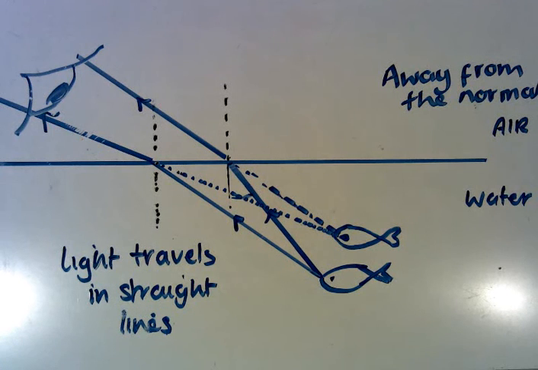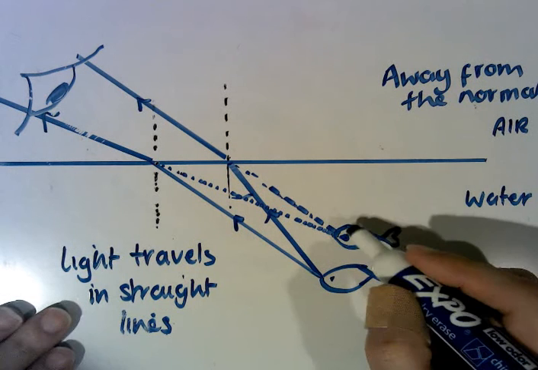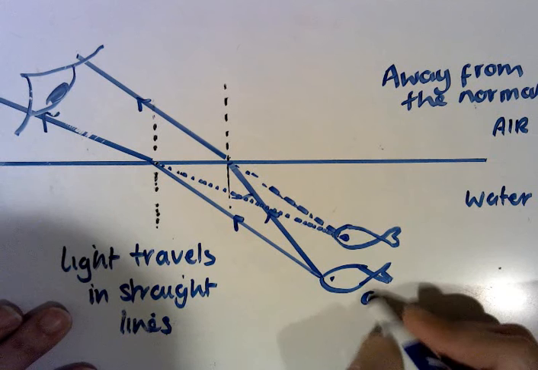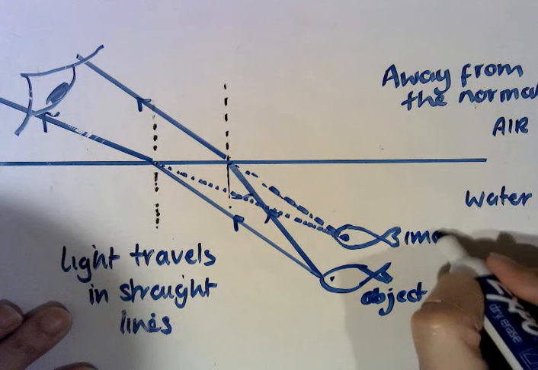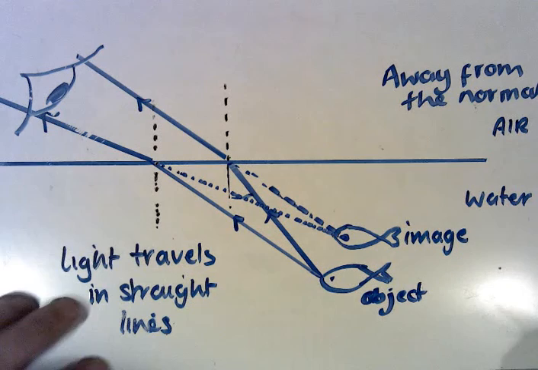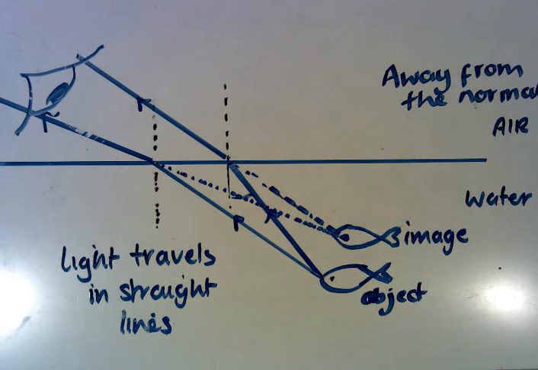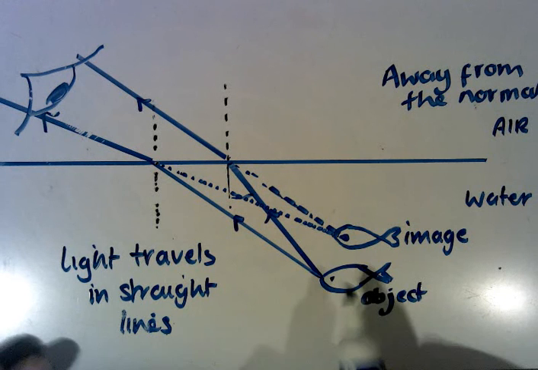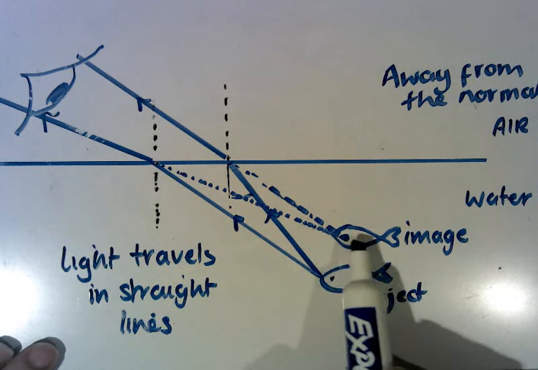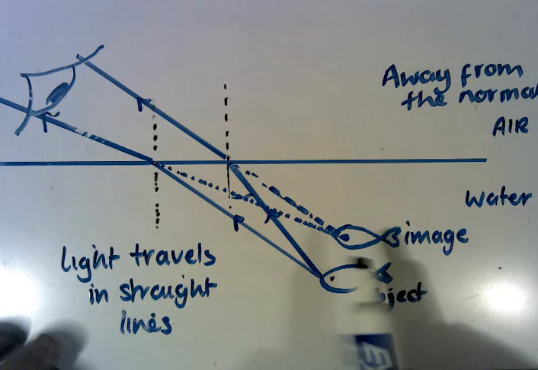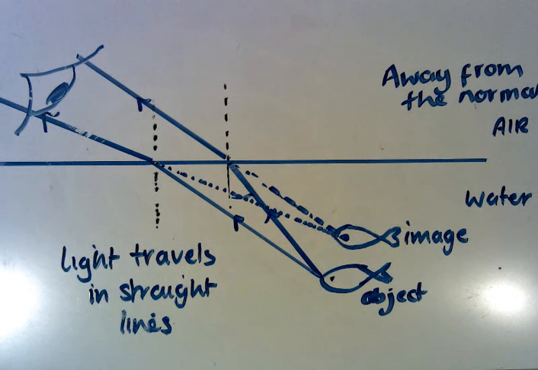Now if you've drawn this diagram fairly accurately, it should always be above the object. So this is your object and here's your image. So the image in the water should be higher than the actual object, closer to the surface than the actual object. And you usually find it should be around about the same position. Don't worry if it's a little bit behind or a little bit in front. It will depend a little bit on how accurately you've drawn your diagram.